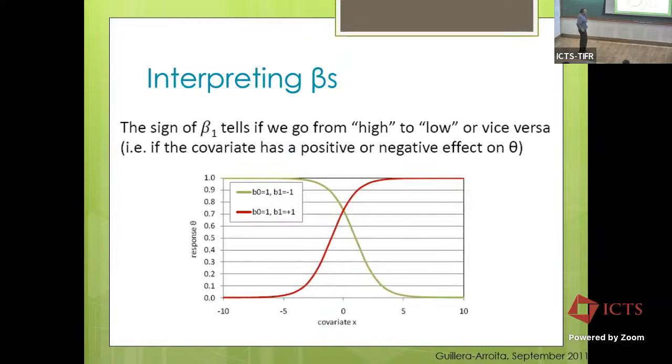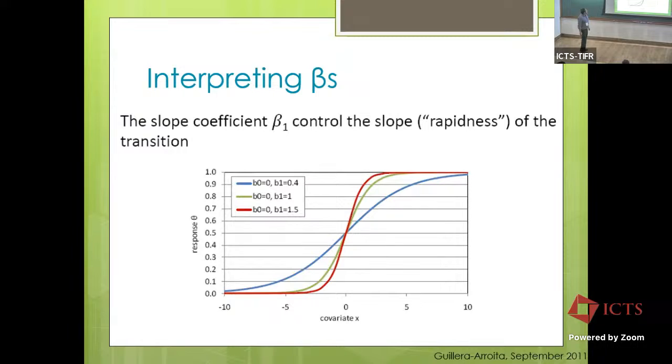The sign of your slope will tell you whether it's a positive or negative relationship very clearly. If it's negative, it will go down. If it's positive, it will go up. Then this is what we were talking about: what is the slope, we said earlier? You said it's the rate at which the thing changes. So basically it's the rapidness of the transition. This is a slope with a value of 0.4, this is a slope with a value of 1, and this is a slope with a value of 1.5.